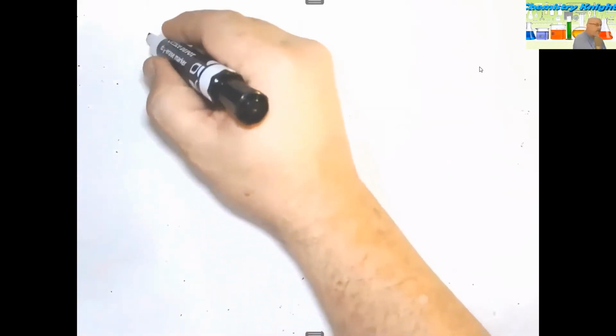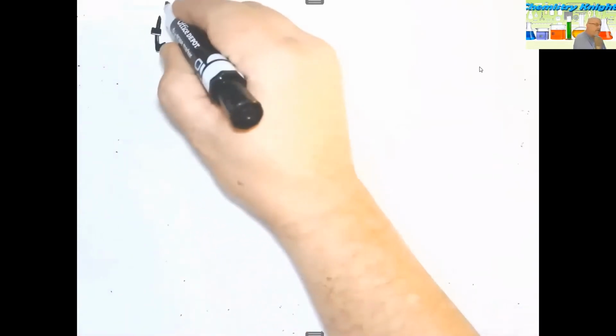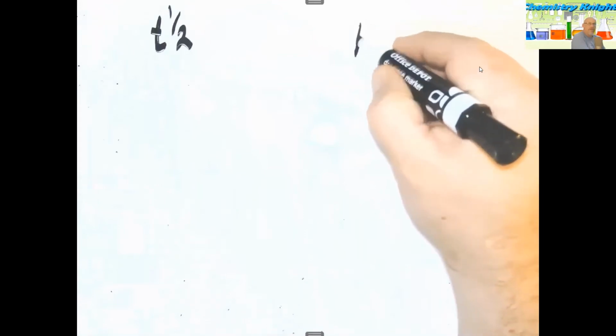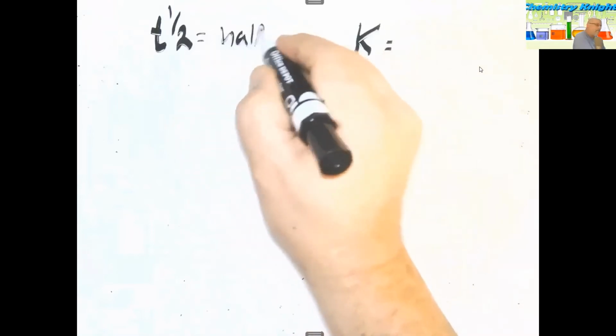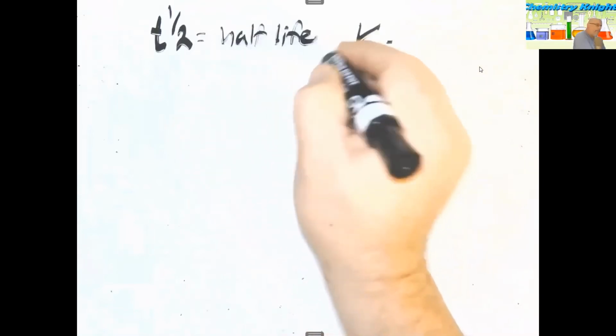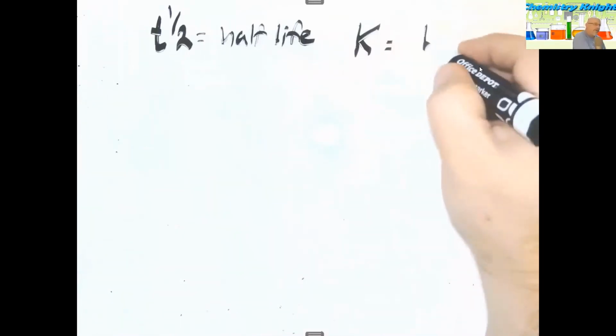Okay? So the half-life is one way of keeping track of the rate of radioactive decay. And another way is to use the actual decay constant. So this is the half-life. And this is the decay constant.